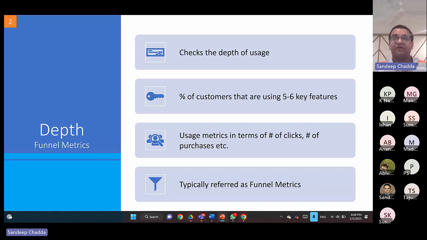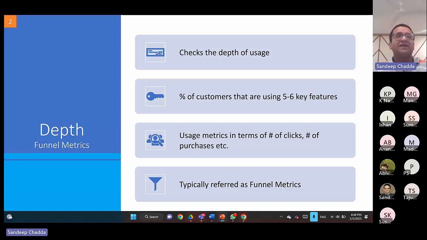Which number is more important, the 100 that landed or the 20 that made the purchase? I would argue the entire funnel is important. This is the depth of usage. You started at the top and then you keep coming down to figure out how the entire funnel of the product is being used right now.